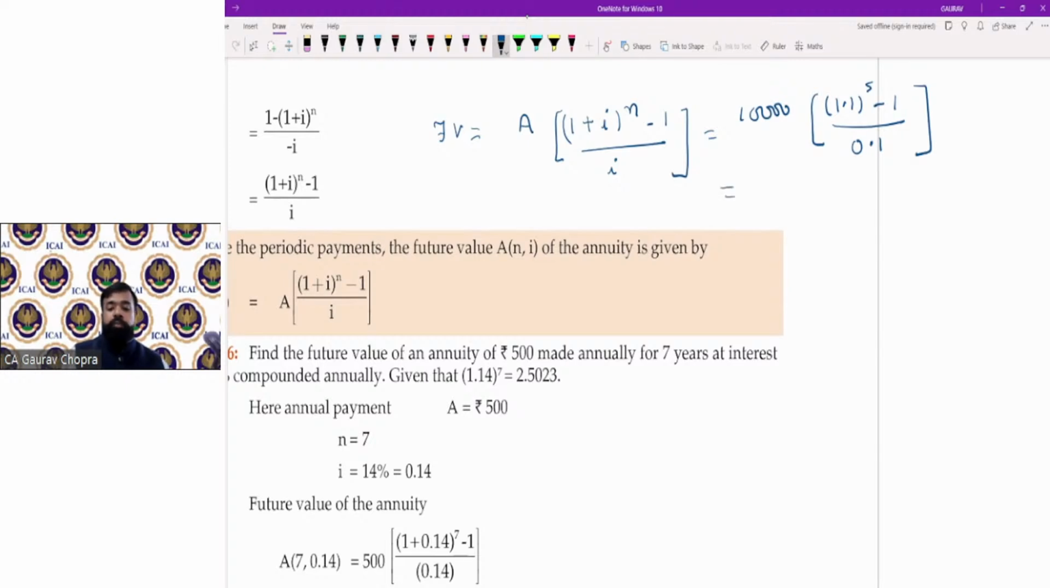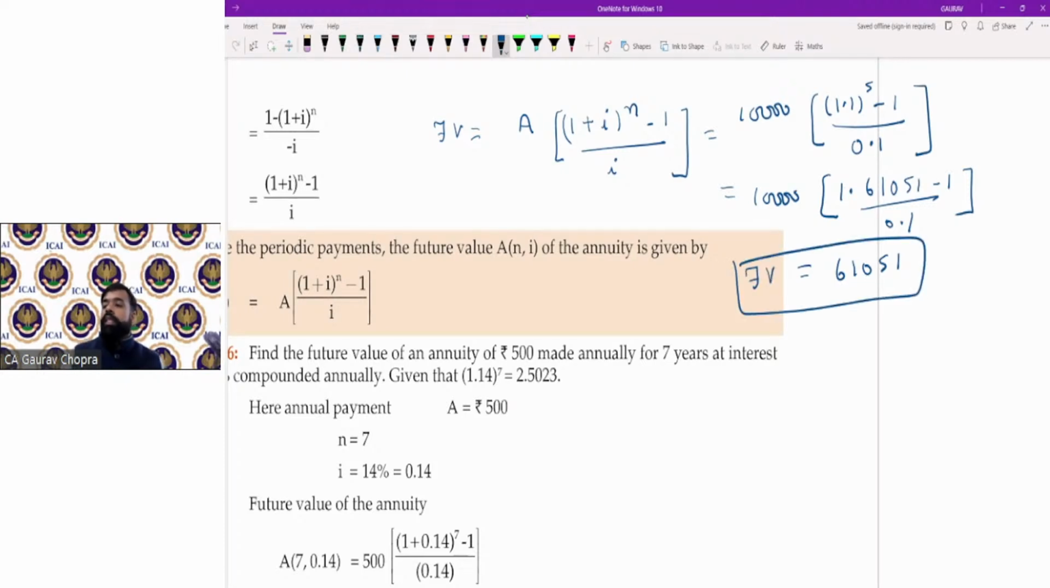So you can simplify this, 10,000, then 1.61051 minus 1, and then divide by 0.1. Now simplify this, you are getting the answer 61,051. So this is the future value. So in this way, we have calculated the future value.